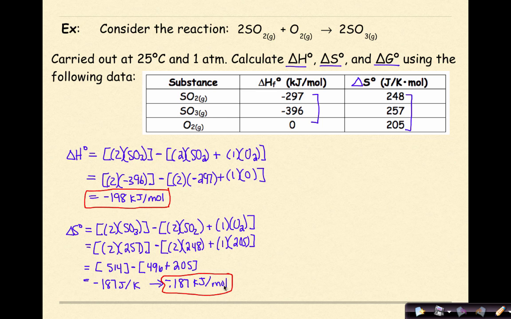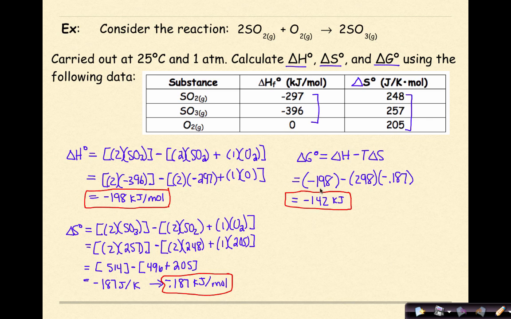-0.187 kilojoules per mole. The last thing that I need to do here is calculate my delta G at standard state. And to do that, I'm going to use delta H, which I've already figured out, minus T delta S. So I'm going to take these values that I have right here and plug them into my formula. So when I plug them in, I have -198 minus 298 times -0.187. When I work this all out, I find my answer to be -142 kilojoules. And remember that negative sign tells me that I have a spontaneous reaction.